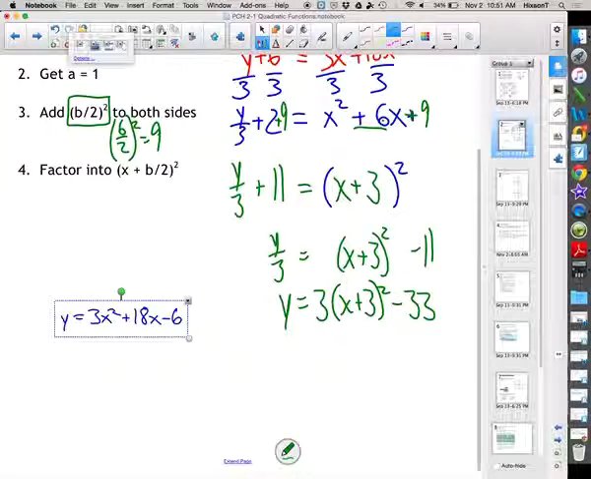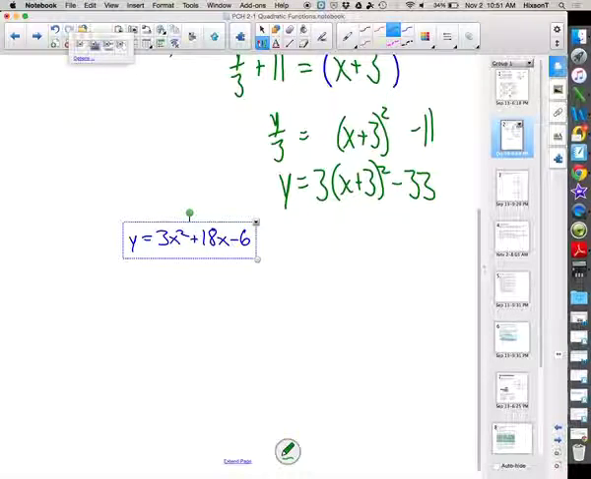So don't ever leave it like this. Always get the y back by itself. But we at least didn't have to worry about the 6 or the 3 as we were trying to figure out the other side. Okay? Any questions so far? Alright, let me show you the other way.